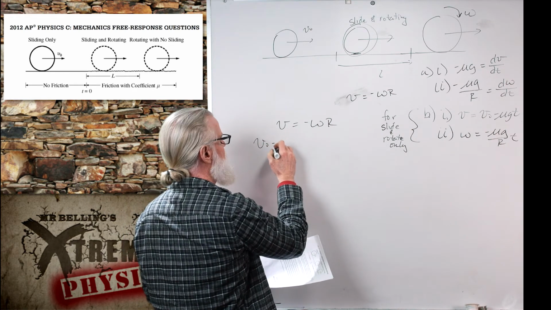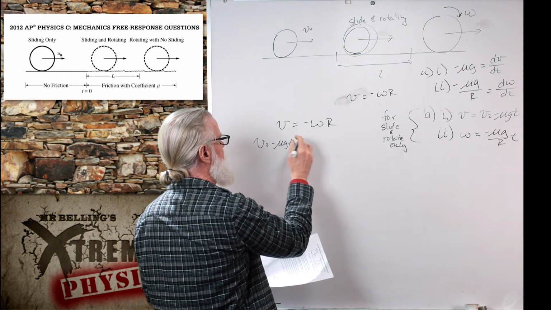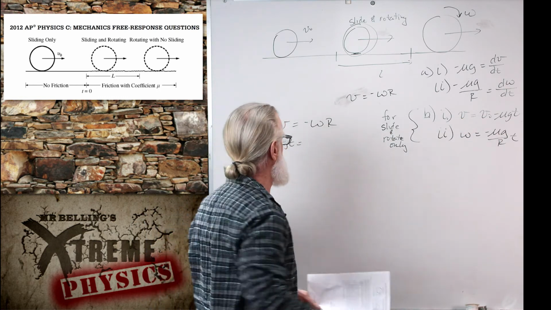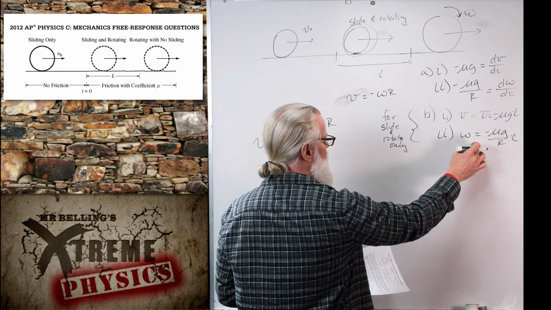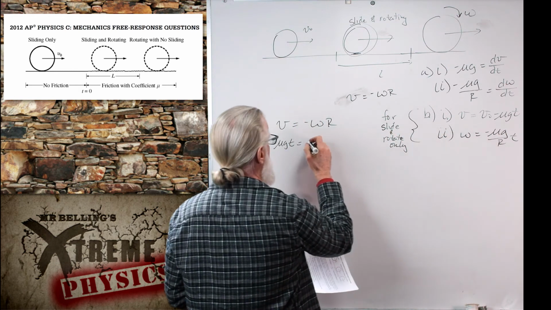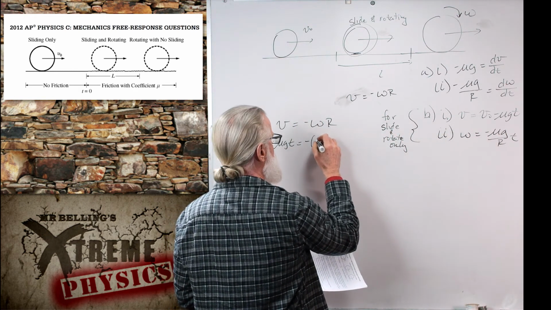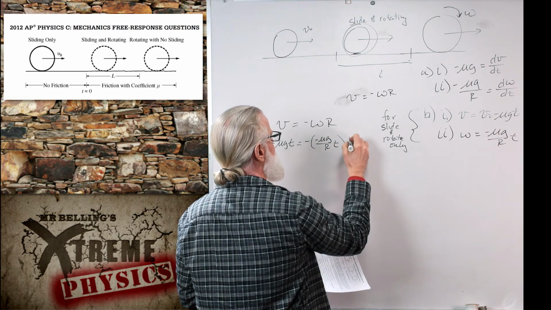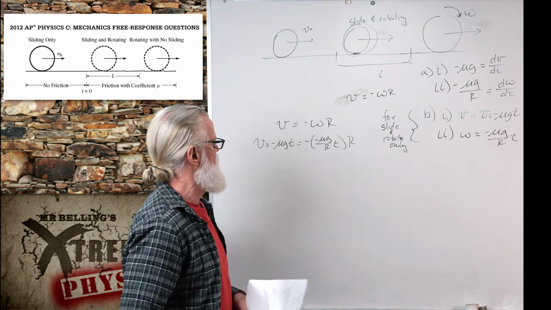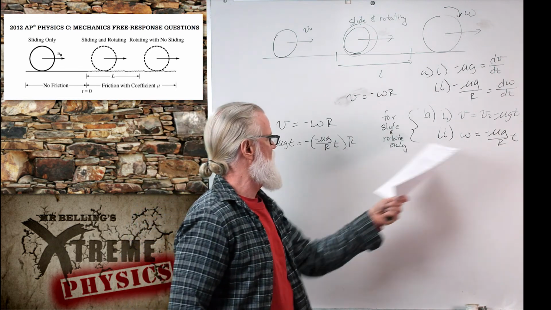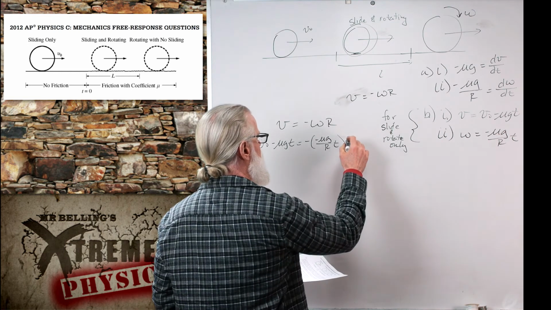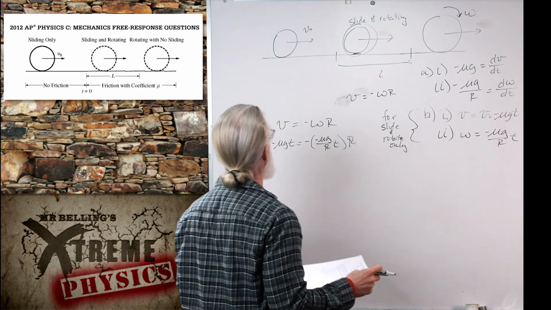V0 minus mu g t, right? That's V. It says right there. Must be true. It's written down. Negative times omega, which is minus mu g R t, times R. All right, so I just took omega, stuck it in there, replaced it there, and there we go.